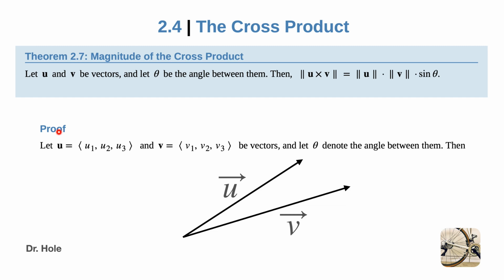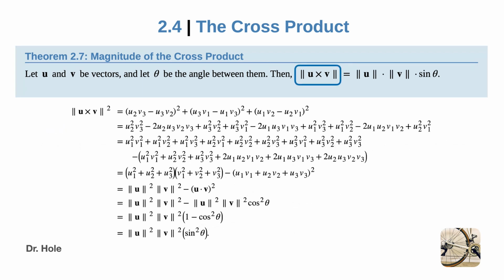A good thing to do when starting out a proof is to list out all of the players in the story. The players in the story are two vectors, u vector and v vector. And we'll also need the angle theta between them. Here we have a picture of the two vectors, and the angle between them is theta. Good. The setup is done. We can then dive into the computation.